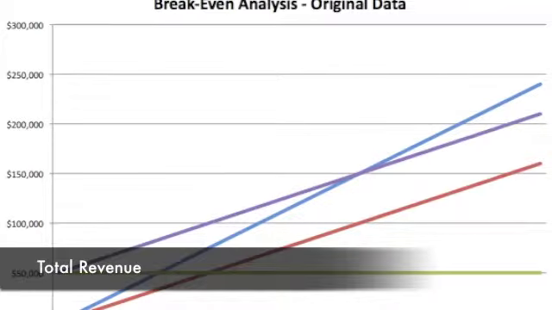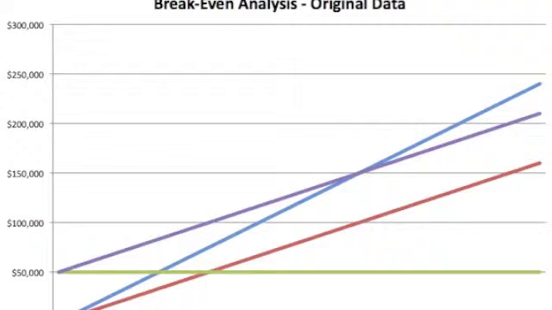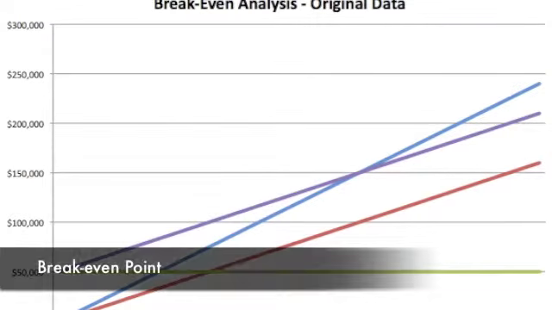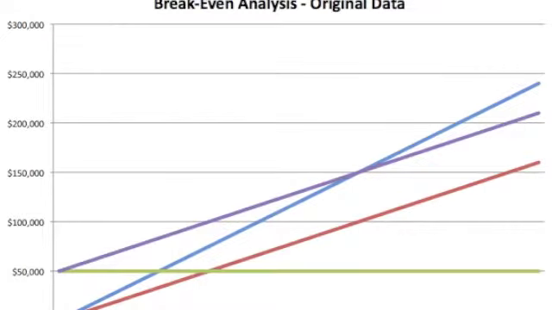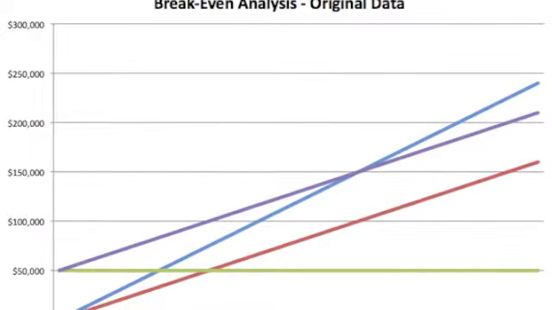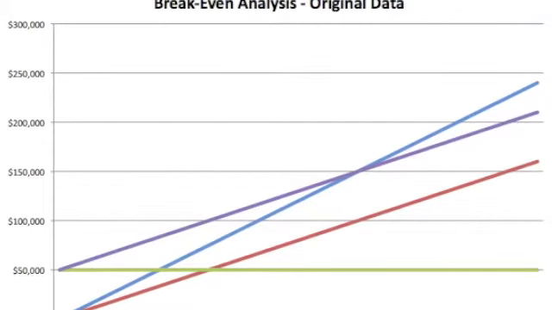The total revenue line is in blue. It shows the total amount of money received at a certain level of output. The break-even point is where total revenue equals the total cost, the point where the blue line intersects the purple line. At this level of output, the business has just made enough money to cover all costs.